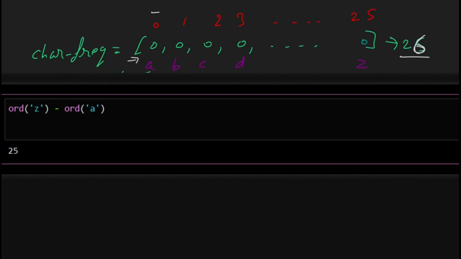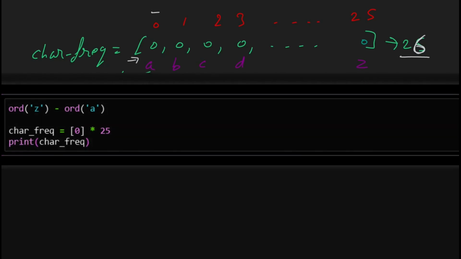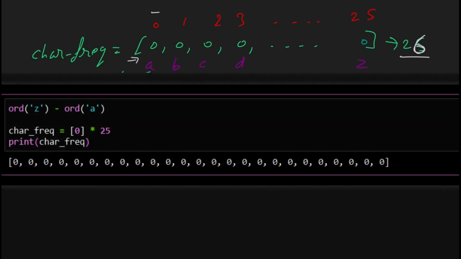So we can create the character frequency array of size 26 using [0] * 26. This way we can create an empty array of that size. We can print it. Right, so now the occurrence of each is 0. Initially, the frequency of each element is 0.